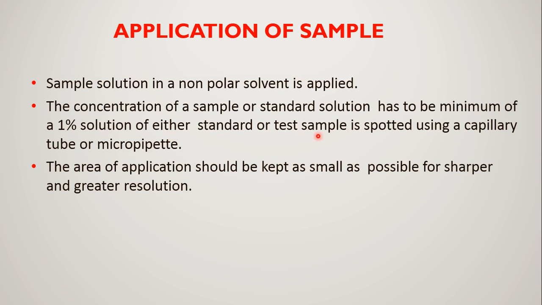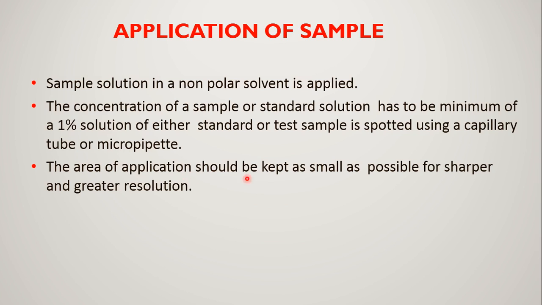The test sample is spotted using a capillary tube or micropipette. This very diluted sample will be taken by a capillary or micropipette and will be spotted on the TLC plate. So a very small spot appears on the TLC plate, we can observe. After that we can dry this spot for some time and the volatile solvent will be removed.